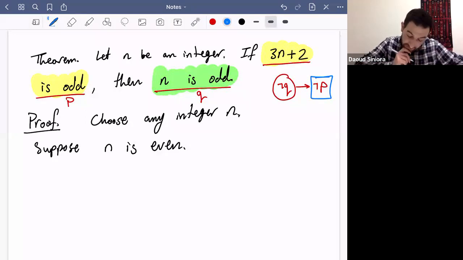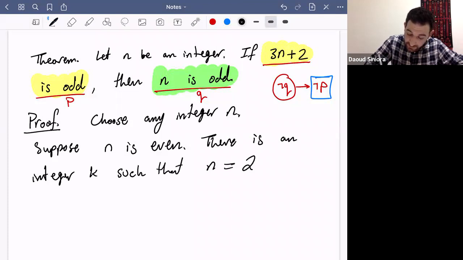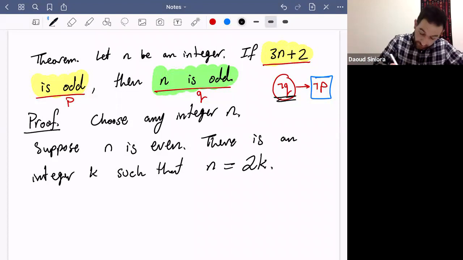So our goal is to show 3n plus 2 is not odd, it is even. Okay? Let's try to do this. Suppose n is even, then what does it mean to be even? By definition of even, there is an integer k such that n is equal to twice k. Okay, so we know this by assuming not Q, by assuming n is even. Now we need to show not P, which means 3n plus 2 is not odd, it is even.